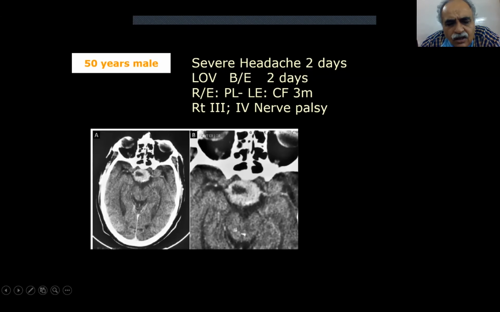And this showed, what is this? Can anyone guess? This is pituitary apoplexy. You're seeing a clear-cut level here, horizontal level. So this patient presented with pituitary apoplexy and which led to acute visual loss and right third and fourth nerve palsy. So typically a pituitary syndrome, one should always remember these possibilities, right?